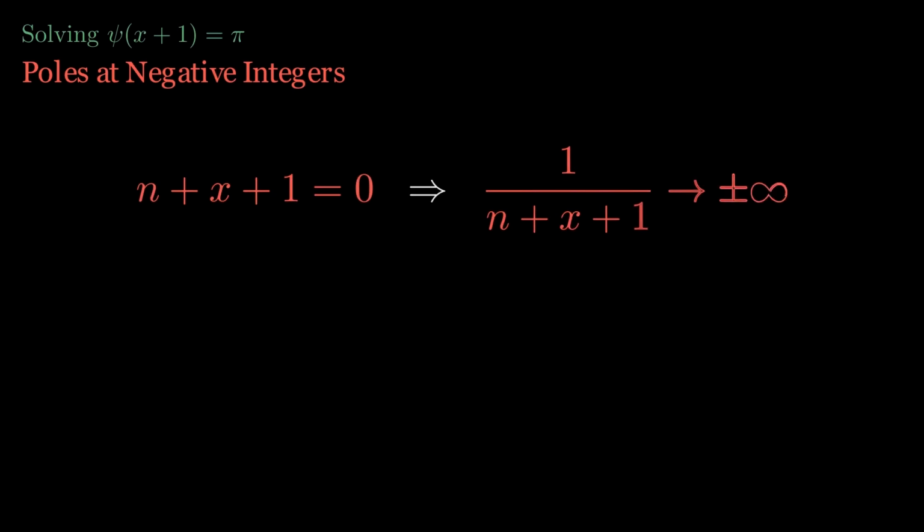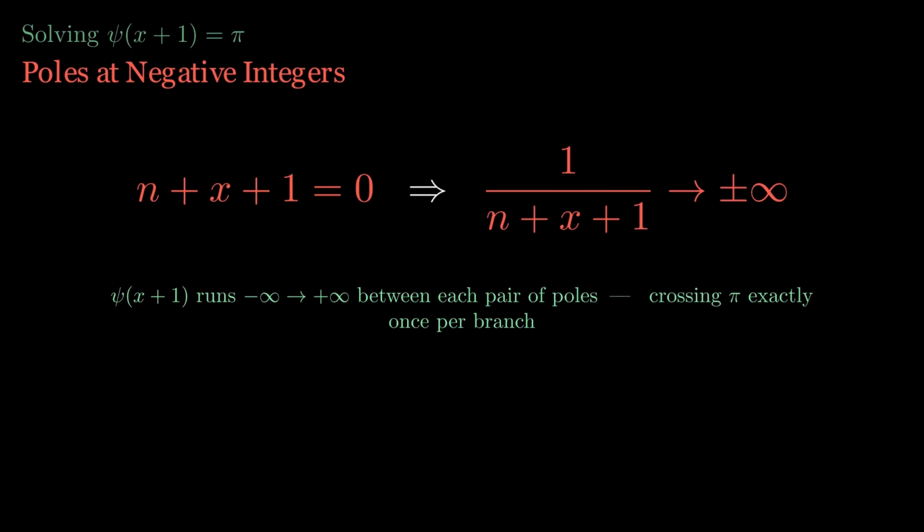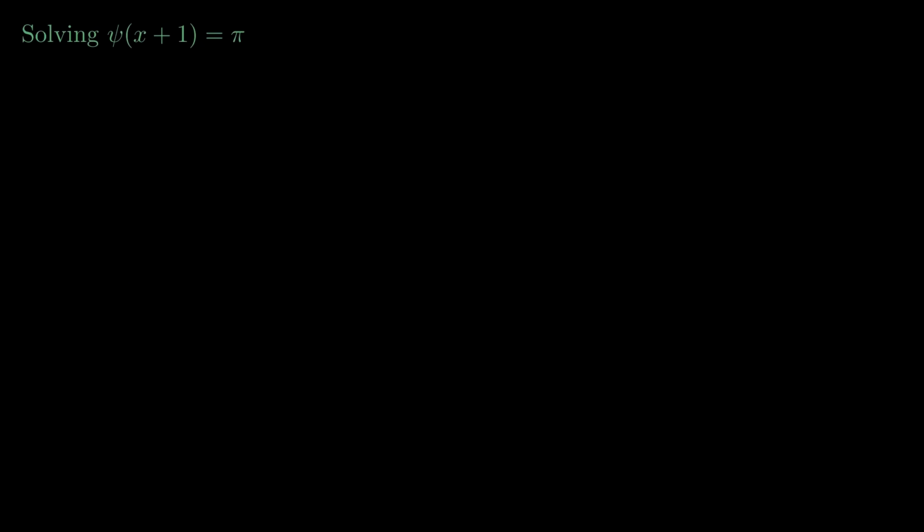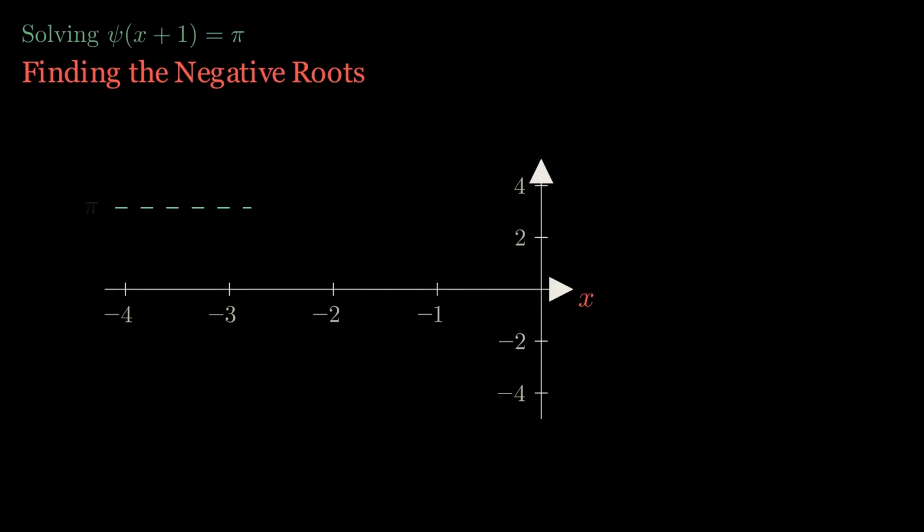On the negative side, everything changes. The digamma function develops poles at the negative integers, where psi of x plus 1 blows up to infinity. These poles break the graph into separate branches, and on each branch the function sweeps from negative infinity to positive infinity, which means it must cross y equals pi once on every branch.